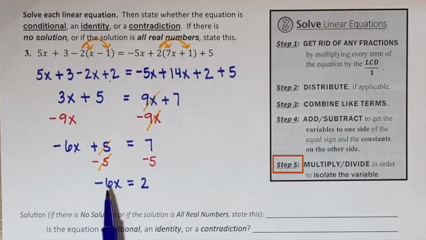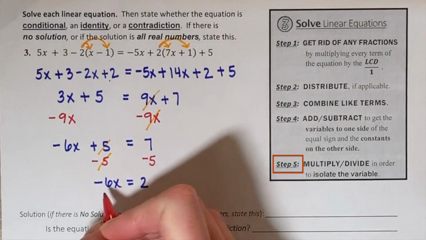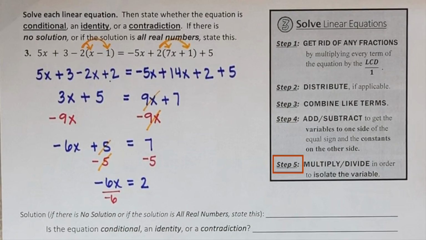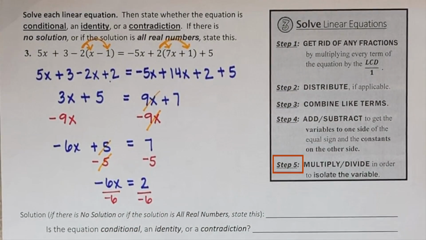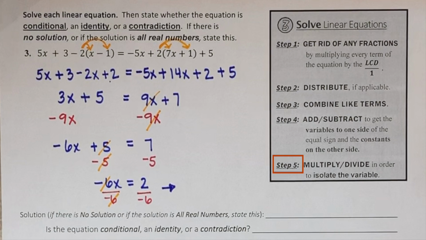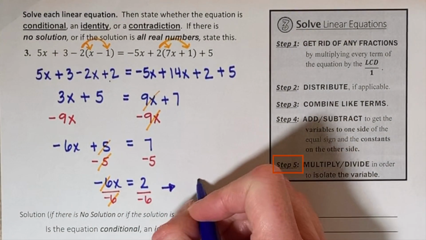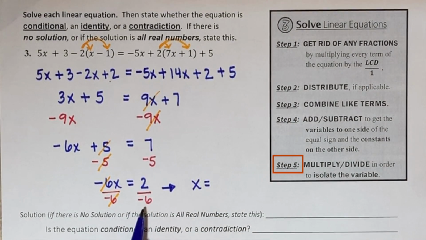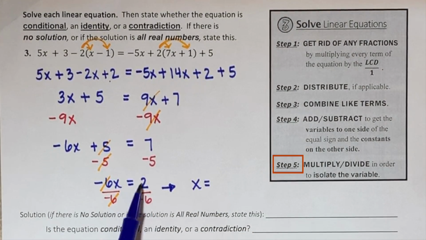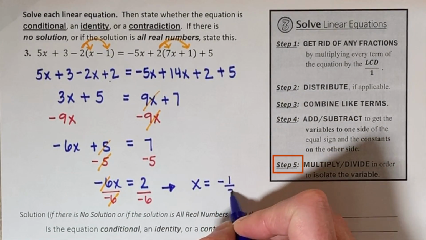So to get rid of the -6, we have to do the opposite of multiplication, which is division. So let's divide this side by -6. And if we divide the left side by -6, we have to divide the right side by -6. The -6's cancel, and we're left with x on the left is equal to 2 divided by -6, and we can reduce 2 divided by -6 to -1/3.